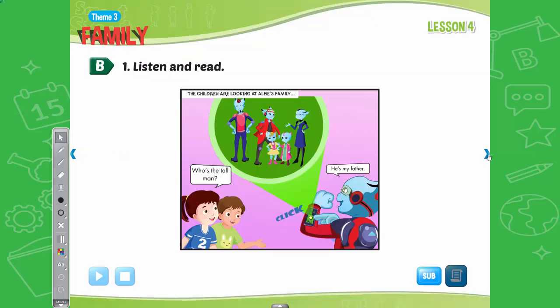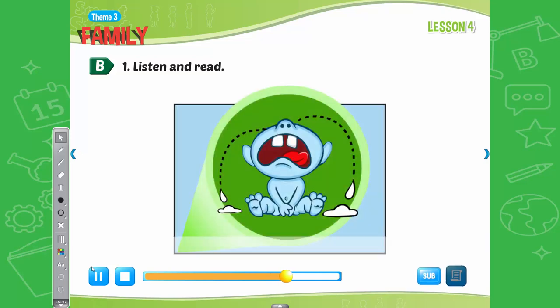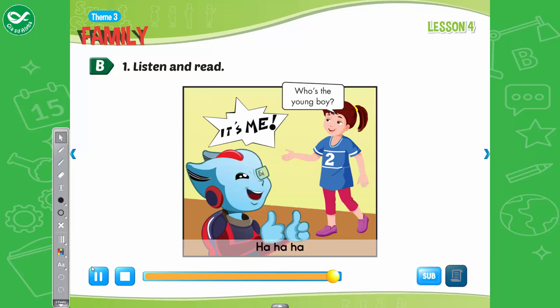B. 1. Listen and read. The children are looking at Alfie's family. Wow! This is my family. Oh, nice. Who's the tall man? He's my father. And who's the thin woman? She's my aunt. And who's the short man? He's my uncle. Oh, and who's the young boy? Your baby brother? No. It's me.